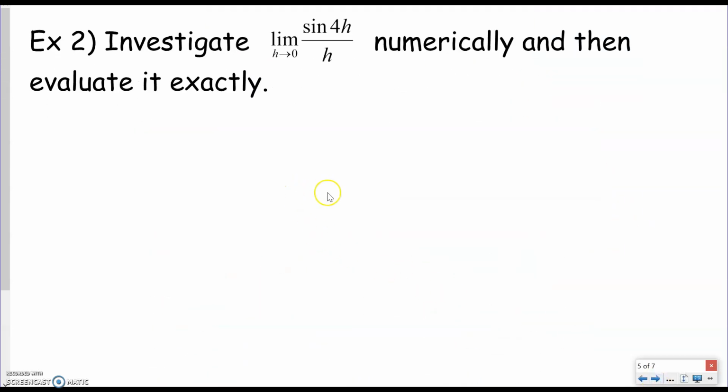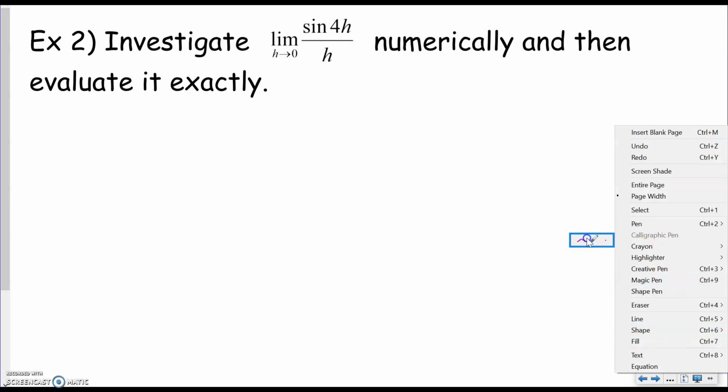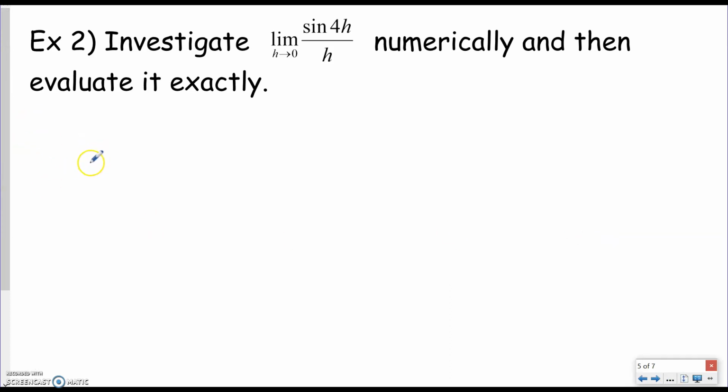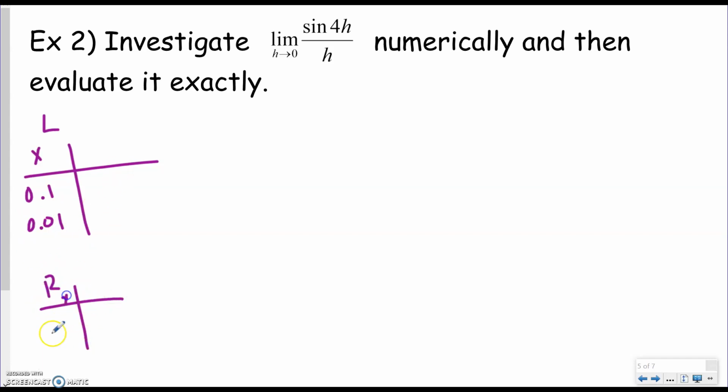Okay. So this next example tells us to investigate the limit as h approaches 0 of sine of 4h over h numerically and then exactly. Now, to do it numerically, that's what we did with those tables, and I'm not actually going to show you this work here because I would rather have you do algebraic manipulation because it's faster. But they're talking about looking at the left-hand and right-hand limits. So when we did left, we picked values getting close to 0, like 0.1, 0.01, and so on. And then we did the right side, sorry, this would be negatives, 0.1, 0.01. Okay, so that's how you would do it numerically, back to what we did a couple sections ago.